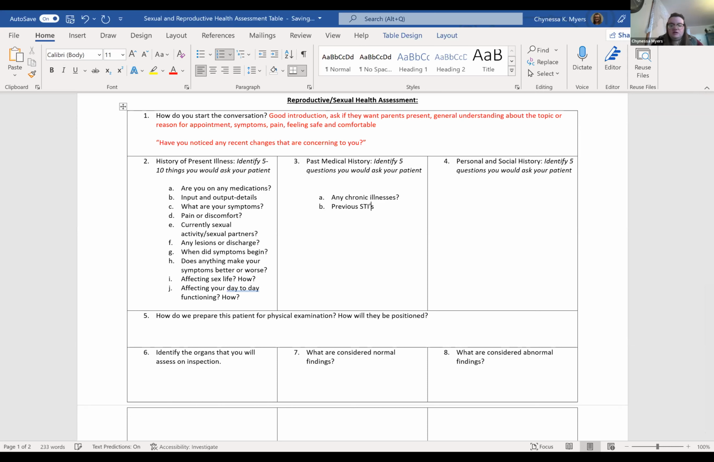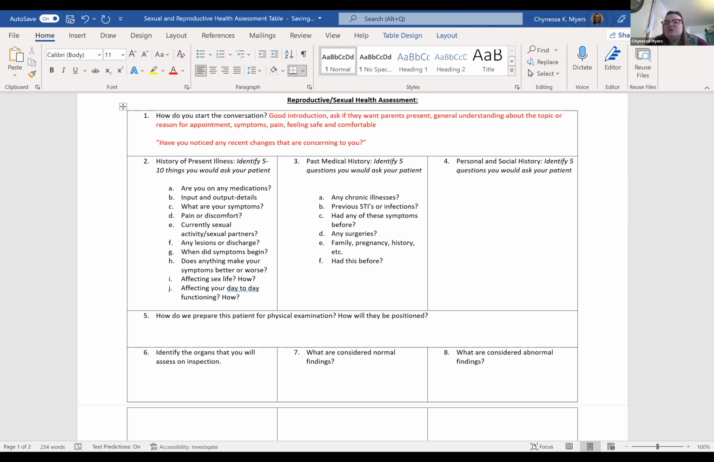Previous STIs or infections. Had any of these symptoms before? Any surgeries? Is it something recurring? Like if it's something they've had in the past, maybe? Yeah, for sure. Have you had this before? Recent procedures under the area, that's a good one.